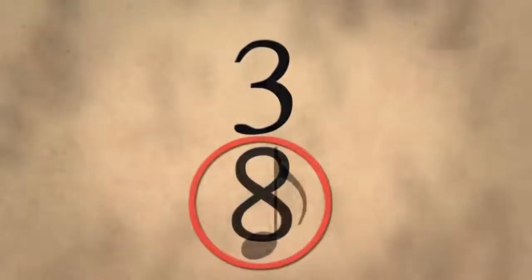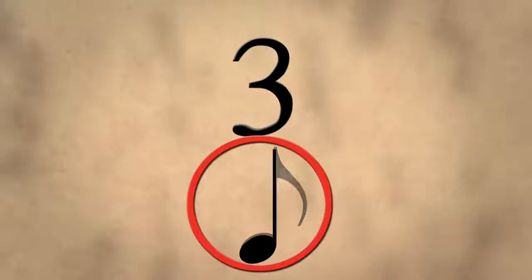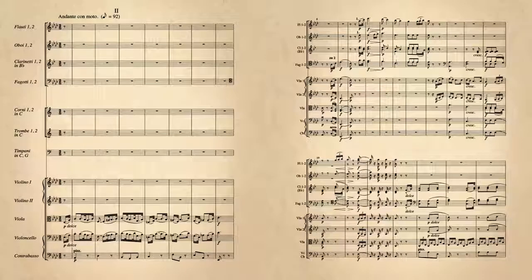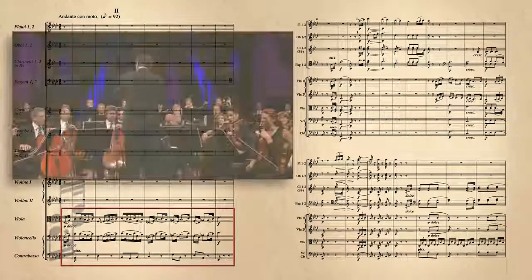Three-eight is like 3/4, except that the unit of beat in 3/8 is an eighth note, while in 3/4 it is a quarter note. Here is the second movement of the Beethoven Fifth Symphony. Notice that it is in 3/8, and again it begins with an upbeat, but this time it's a dotted 16th and a 32nd note.